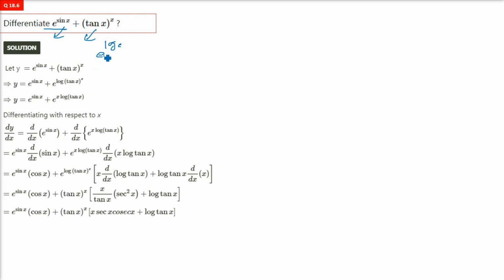So we have e to the power log with base e. So this tan x to the power x can always be written that way, because e to the power log base e is 1. I have already discussed it when we were discussing the theory. So e to the power sin x, the derivative is e to the power sin x times cos x. Now e to the power log of tan x to the power x will come in front.